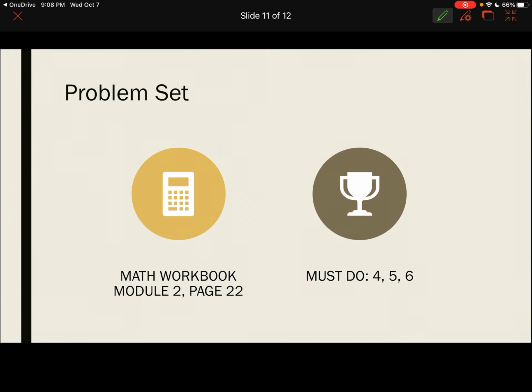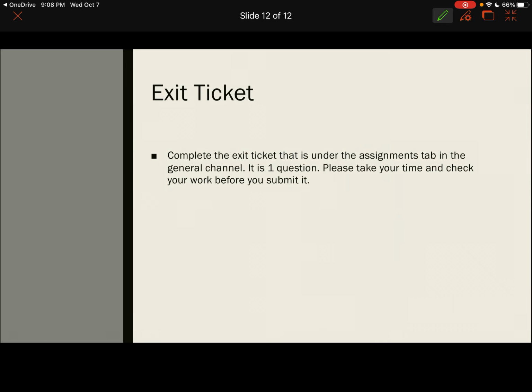All right, so for your problem set, you're going to be in Module 2, page 22. You only have must-dos today. That's numbers 4, 5, and 6. They are all word problems. So make sure that you identify what your amounts are and what they're asking you, and make sure that you are writing your units. Then you need to do your exit ticket. Now, it is only one question, so please take your time and check your work before you submit it.